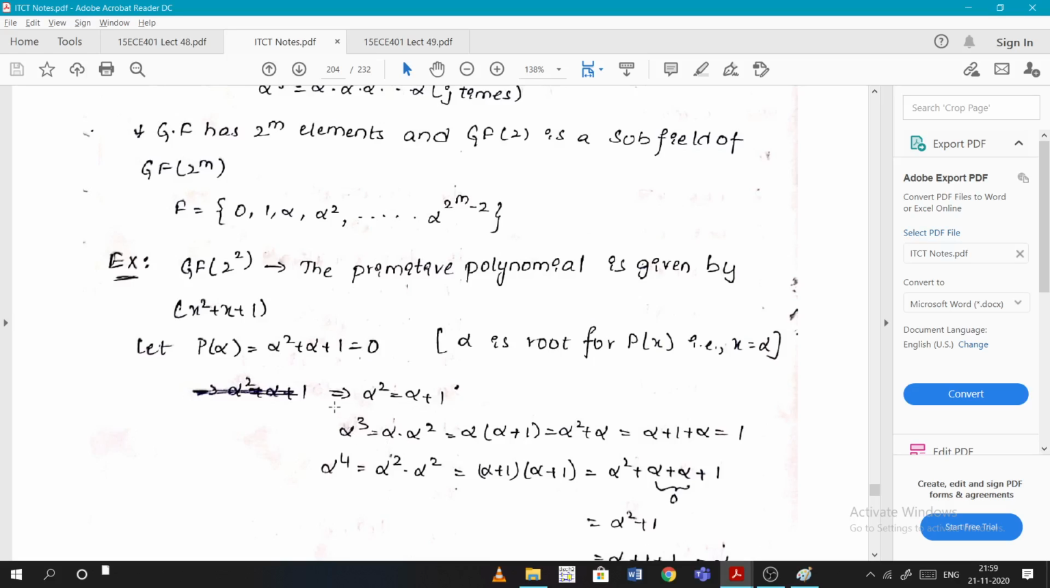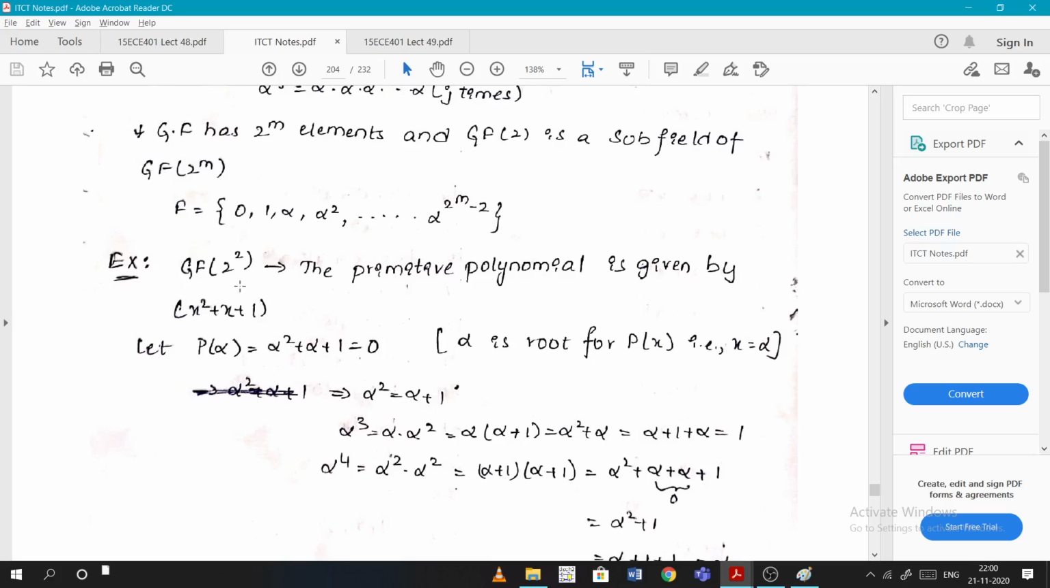Now let's calculate alpha cube. Alpha cube is alpha into alpha square. So when you multiply, we get alpha square plus alpha, where alpha square is alpha plus 1, and again alpha will be gone because of the XOR operation, and only 1 will remain.